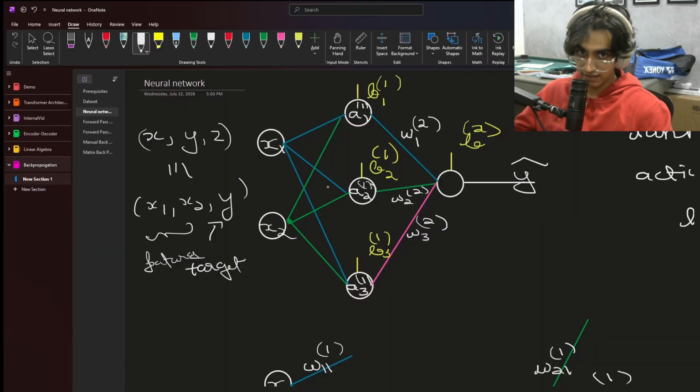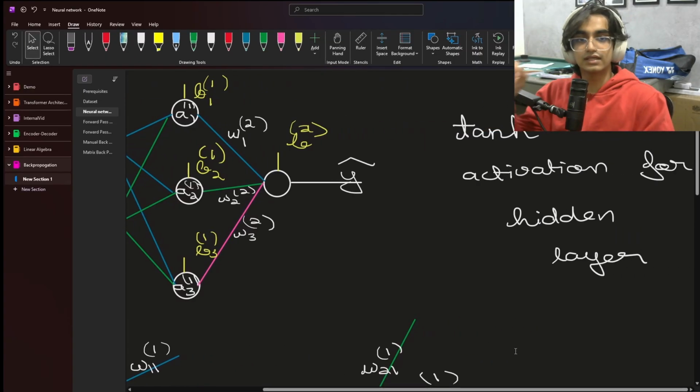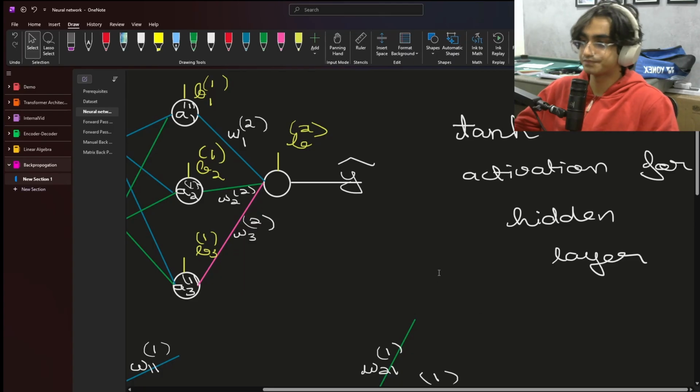Then we're going to connect the layer. We've got 3 neurons in the hidden layer, each with their corresponding biases. This is A1, A2, A3. This is our final output neuron. It takes a bias, and we've got y cap, and y cap is our neural network's prediction. What I've done here is we're going to be using the tanh activation function for the hidden layer, and the output layer will not have any activation function since it's a regression problem.